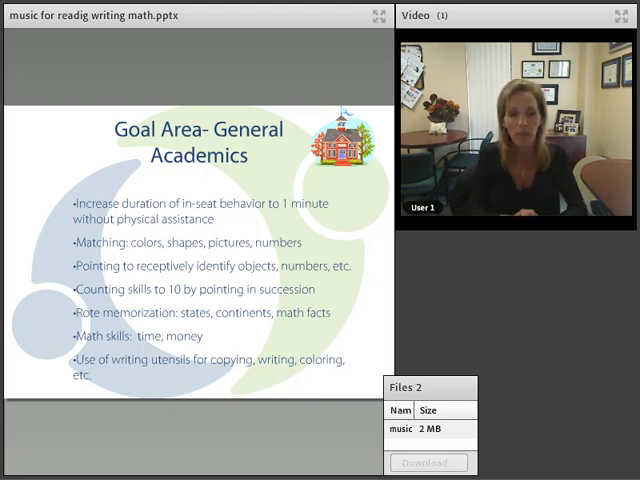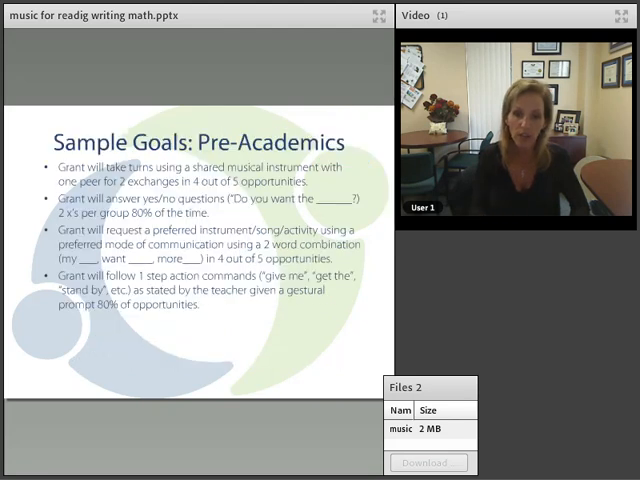Counting skills to 10 by pointing in succession or counting backwards, as you saw in the example of the frog song. We can also use music for rote memorization, the states, the continents, math facts, and I'll be showing some video examples in a little while of all of these types of activities. We can also teach math skills for time and money, and use of writing utensils, as I mentioned. Instead of just having them work on fine motor skills with a pencil or a crayon, we can use musical instruments to help work on the fine motor skills that they are lacking in.